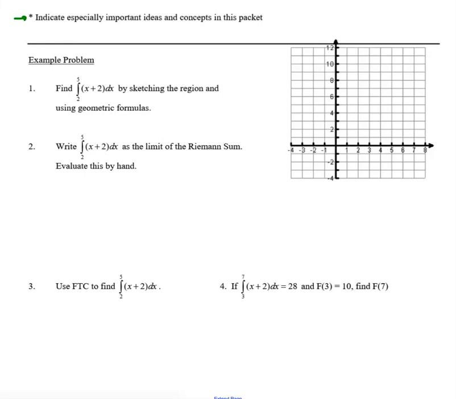Alrighty, now that you have been introduced to the Fundamental Theorem of Calculus Part 1, we are going to do a practice problem to reinforce the concept. So first of all, what they are asking us to do is to sketch a region on the grid provided and to use known geometric shapes to evaluate the integral from 2 to 5 of x plus 2 dx.